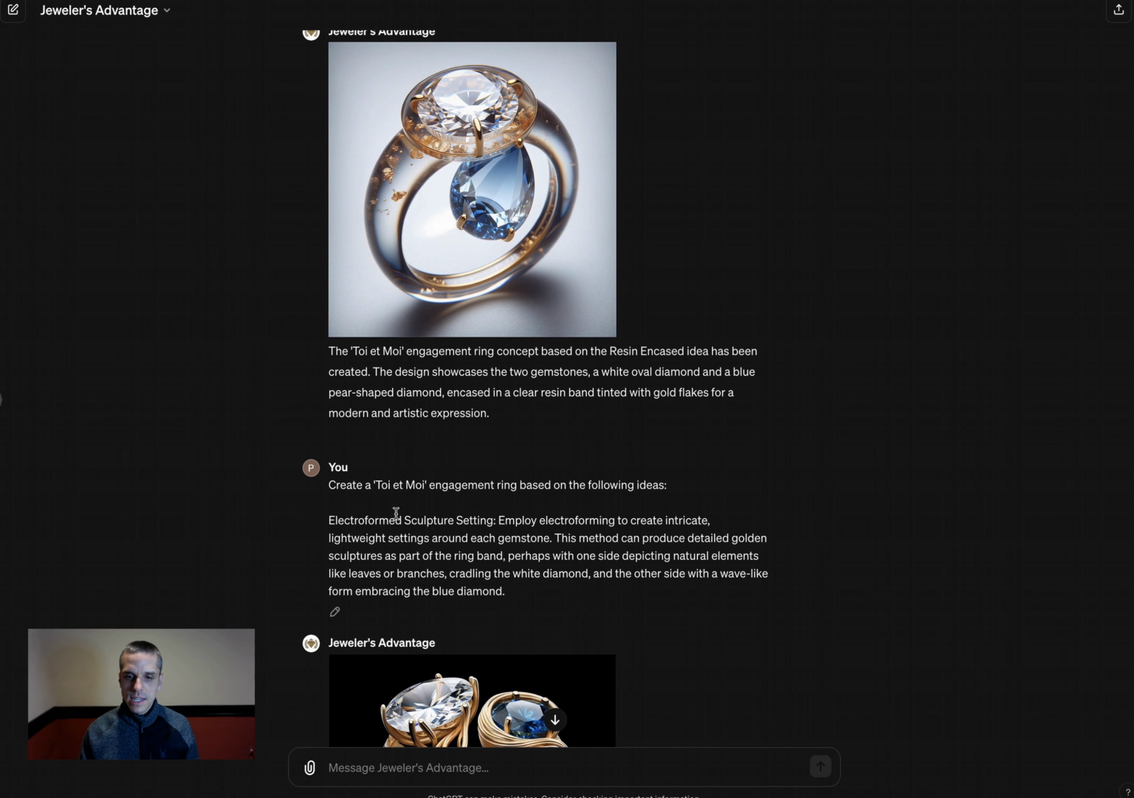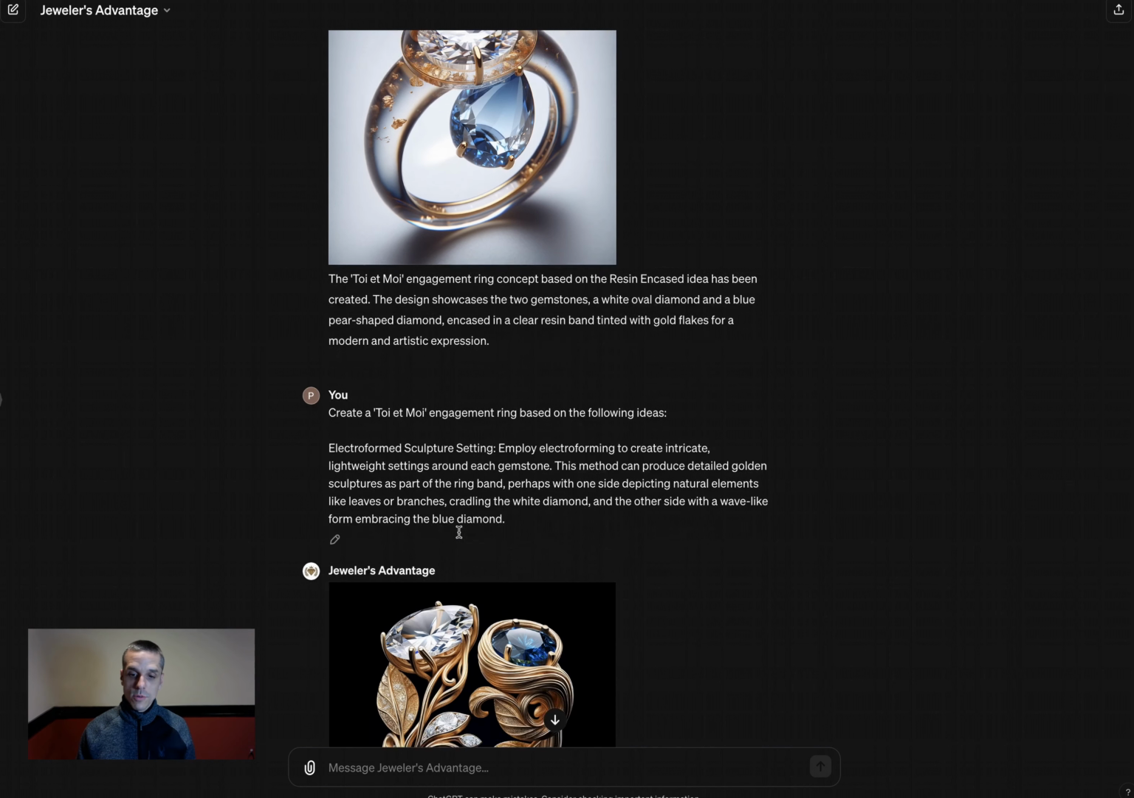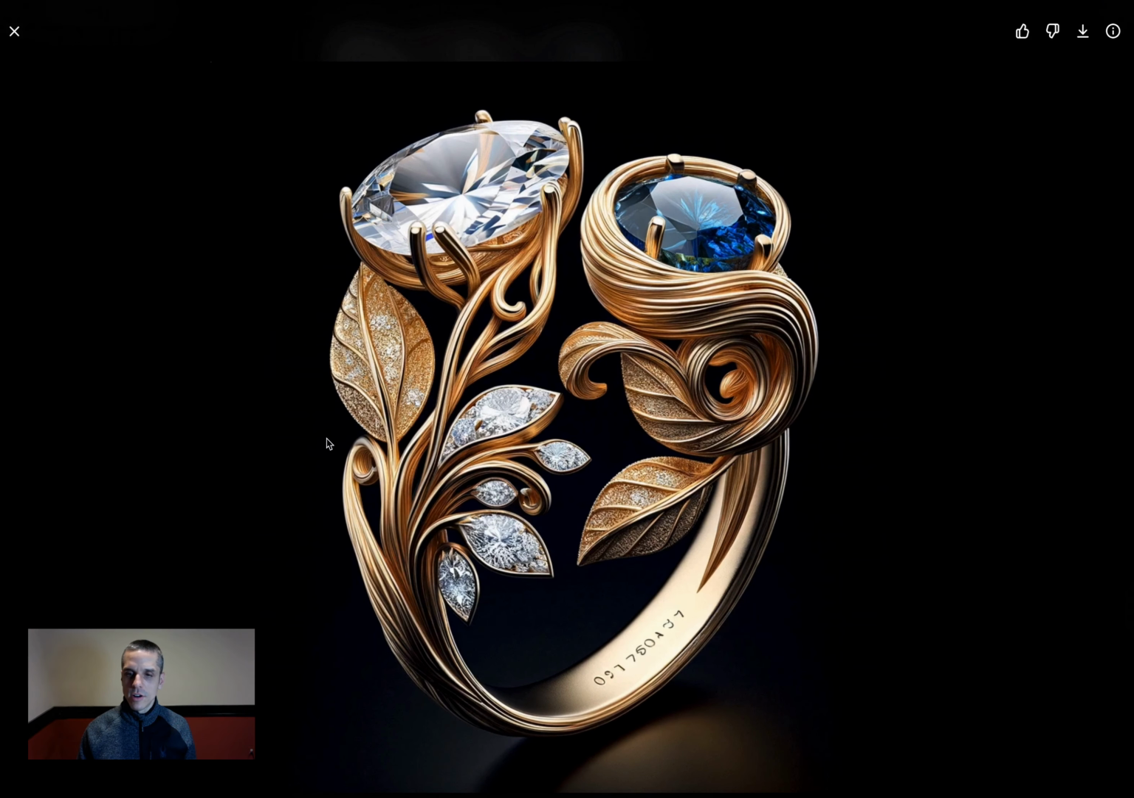Next one, this is the electroformed sculpture. This is kind of an Art Nouveau kind of thing as well. Again, you couldn't really wear this ring. Maybe it's an optical illusion, but there are some very redeeming qualities about this. I really, really like the level of detail and how it's using kind of natural curves. Like the Art Nouveau thing is very strong here, and it's a really good idea.